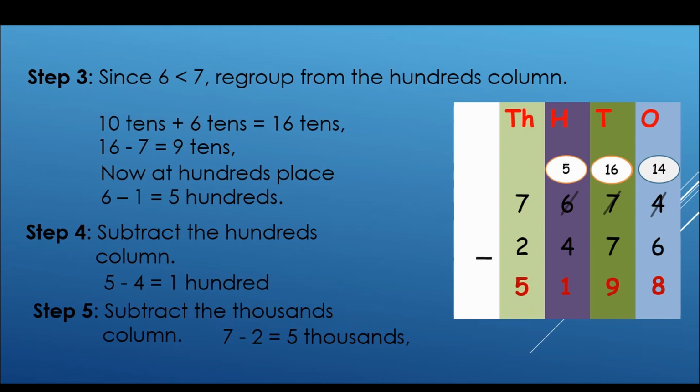Now we subtracted all the columns and we got our final answer 5198, that is 7674 minus 2476 is equal to 5198. I hope all of you understood this.